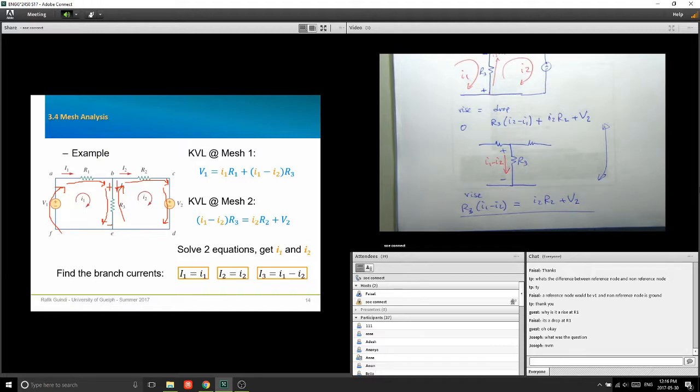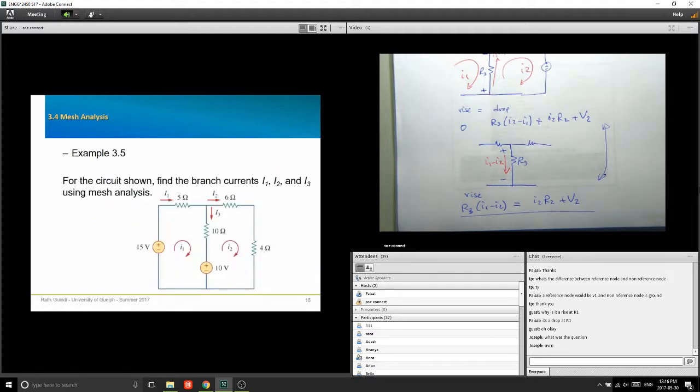once you solve these equations simultaneously and you find the two values for small I1 and small I2, you need to find the branch currents. So your branch currents are going to be like capital I1 is the same as small I1, capital I2 is the same as small I2, and capital I3 is I1 minus I2. Okay. This is an example here.